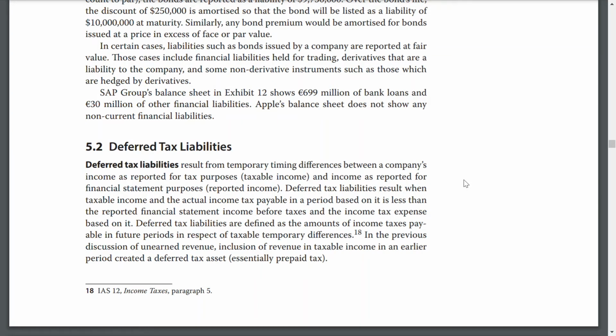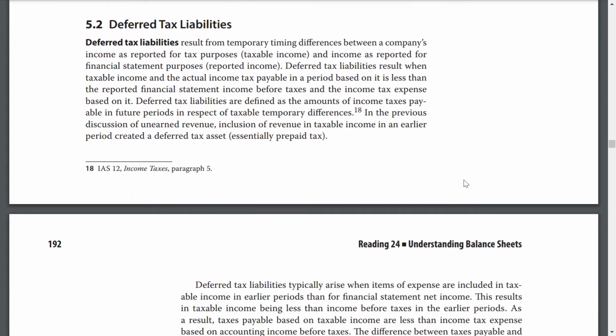SAP Group's balance sheet in Exhibit 12 shows 699 million of bank loans and 30 million of other financial liabilities. Apple's balance sheet does not show any non-current financial liabilities. Deferred tax liabilities. Deferred tax liabilities result from temporary timing differences between a company's income as reported for tax purposes and the income as reported for financial statement purposes.